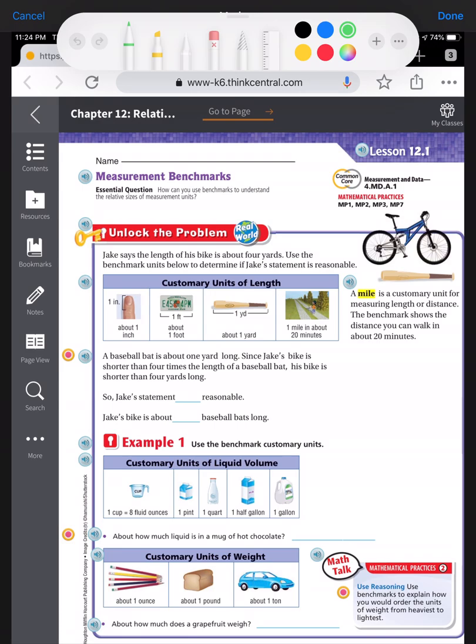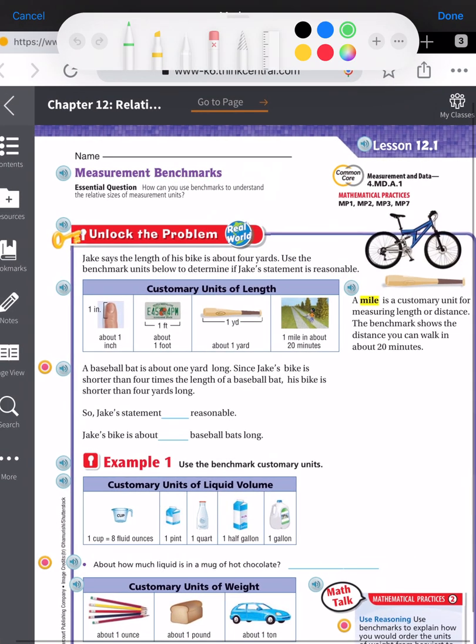Yeah, green looks good. Measurement benchmarks. How can you use benchmarks to understand the relative sizes of measurement units? These are things we're going to use just to get a general idea of how long something is, or how much it can hold, or how much it weighs. And we're going to look in the customary system and in the metric system as well. So here it says Jake says the length of his bike is about 4 yards. Use the benchmark units to determine if Jake's statement is reasonable.